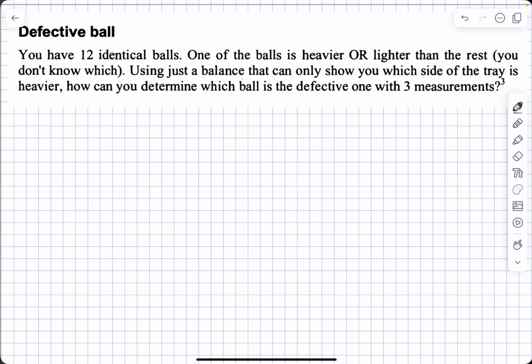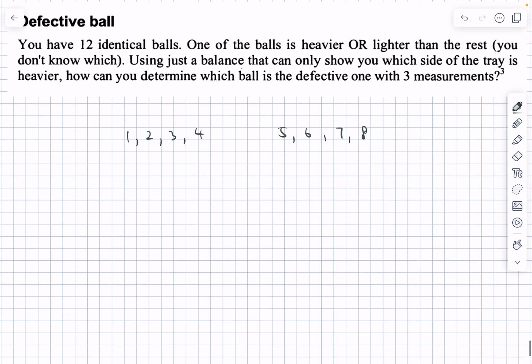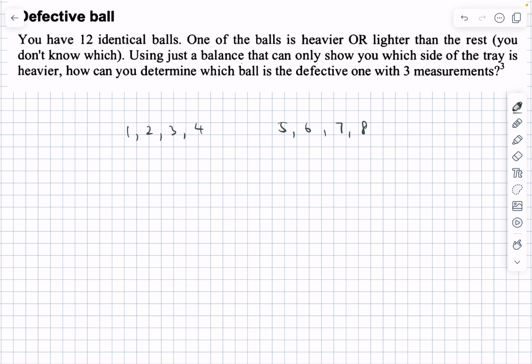So let's say we measure the groups 1, 2, 3, 4 on one side of the scale. And on the other side, we're going to have 5, 6, 7, 8. So there's going to be 3 different situations. First, the left side is going to be heavier, or they're going to be the same, or the right side is going to be heavier. Any of these is possible.